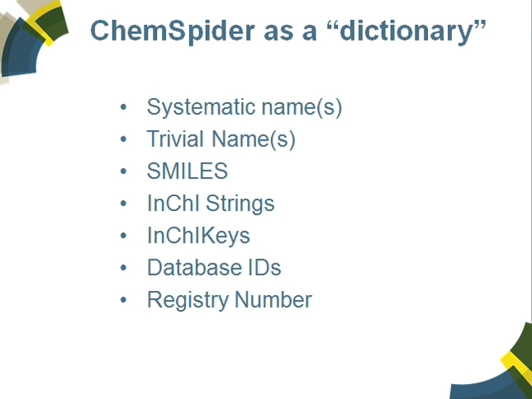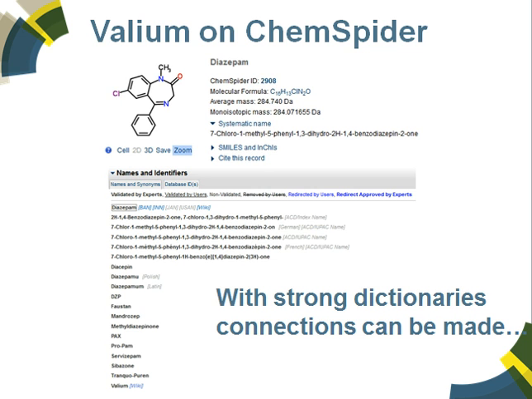Going back to the fact that ChemSpider is a dictionary, the fact that we've got all of these systematic names, trivial names, the fact that we've generated InChI strings, InChI keys, and have various registry numbers and database IDs, means that we have this enormous dictionary that we can utilize. And as an example, if we look at Valium or diazepam as a synonym, we see many chemical names on here, some systematic, some trivial, and when you have this type of dictionary available to you, you can make some very, very interesting connections.